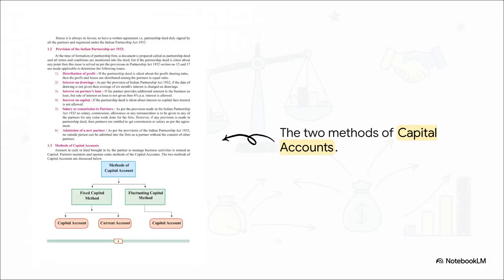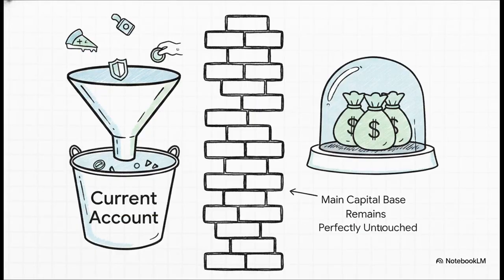This highlights a really major structural difference between the two approaches. The fixed capital method actually requires you to open a completely separate account called a current account right alongside the main capital account. Conversely, in the fluctuating method, absolutely everything just dumps directly into one single capital account. Let's dig into that fixed method a bit more because it's super interesting. By funneling all the daily operational adjustments, like the cash partners withdraw for personal use, which we call drawings, plus any salaries, commissions, and annual profit shares, into this separate current account, the main capital base remains perfectly untouched. It creates an incredibly clear, dispute-free historical record of the original investment versus the ongoing operational gains.